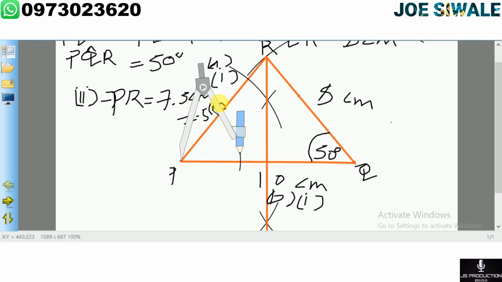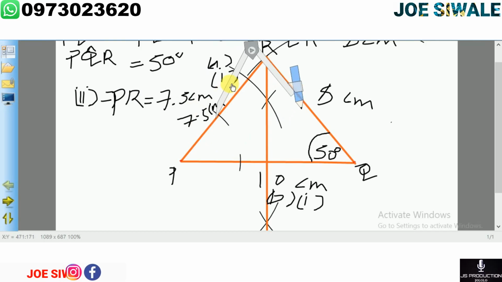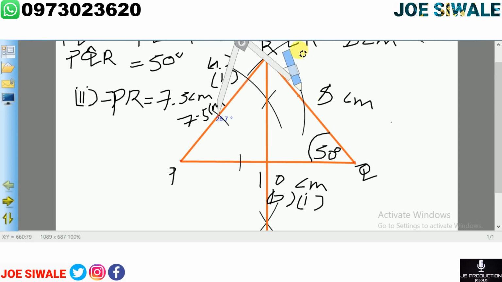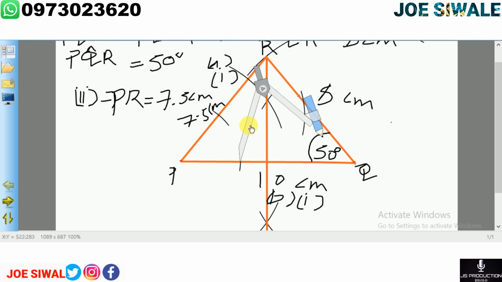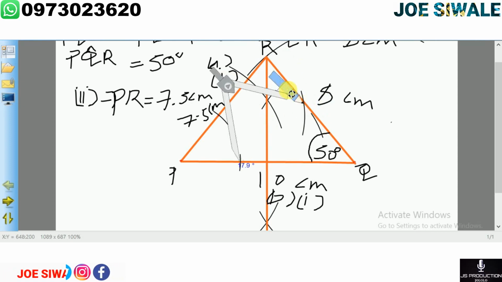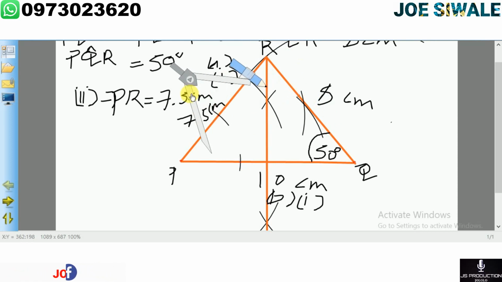Then when I've drawn these two axes, I need to increase the radius of the compass. So increase the radius of the compass, then I'll put it at this point. Then I'll draw another arc. I'll put my compass at this point, and I'll draw another arc. So the only thing that is remaining is to draw my straight line.